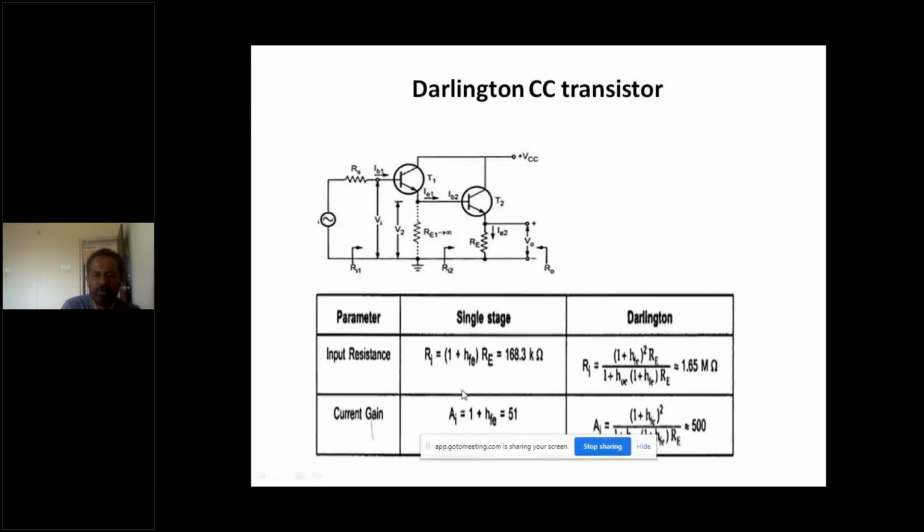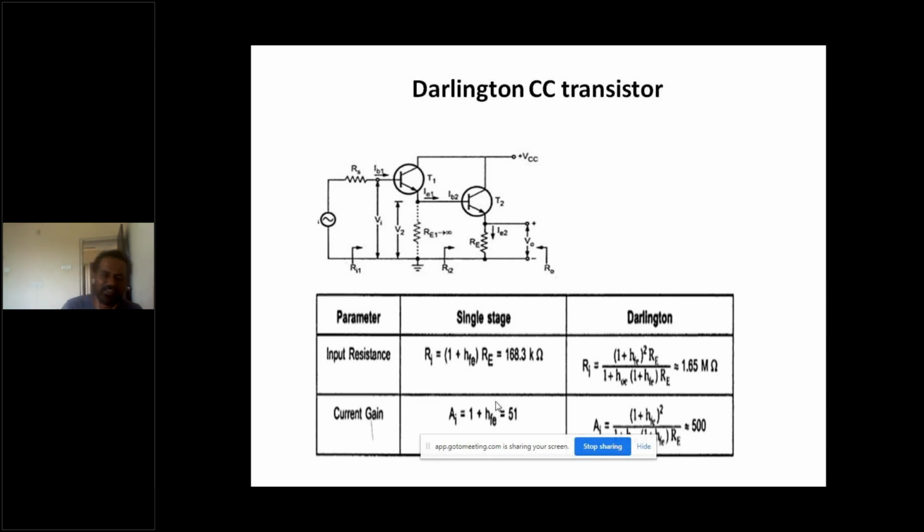So it comes for the same problem, where we got 168 kilo ohms, here we got 1650 kilo ohms. It is almost increased by 10 times, as well as the current gain. A CC amplifier has voltage gain nearly unity, slightly less than unity.